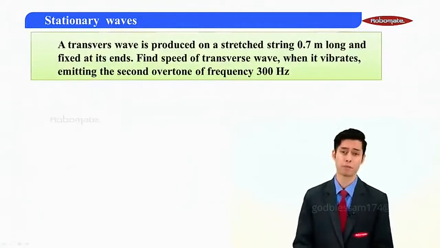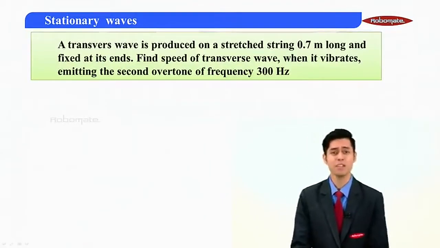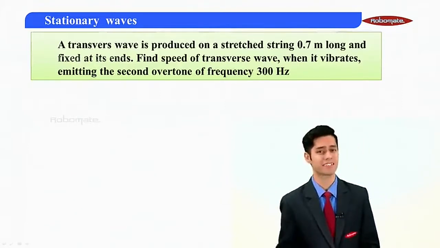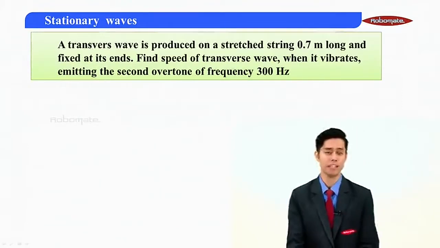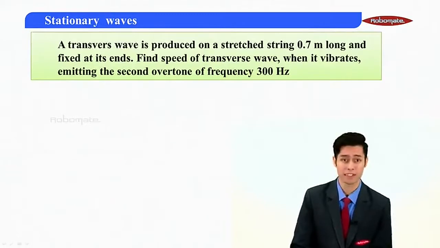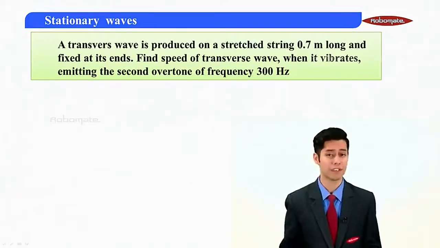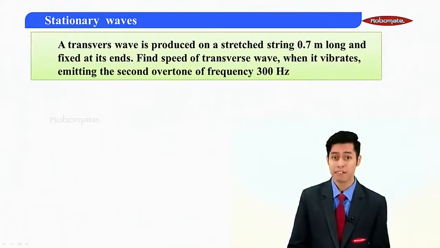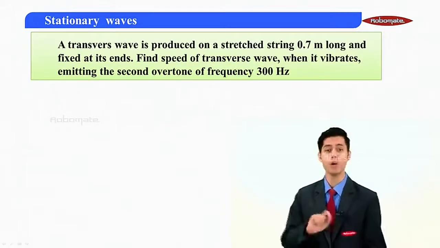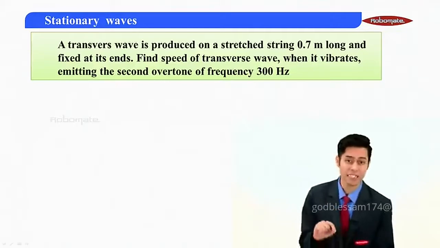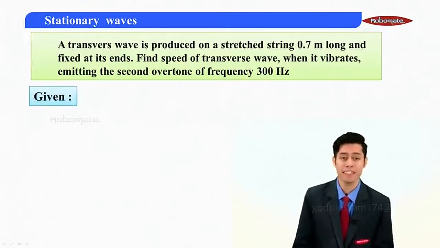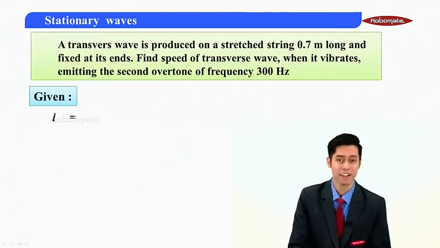Moving ahead to the next problem. It says a transverse wave is produced on a stretched string 0.7 meter long. That means the length is given to us, and it is fixed at its ends. Find the speed of the transverse wave, that means we need to find out V, when it vibrates emitting the second overtone.